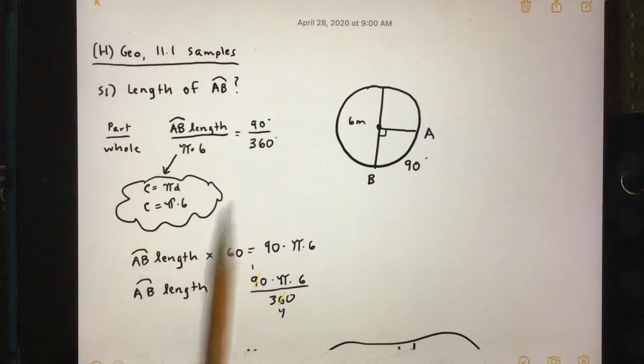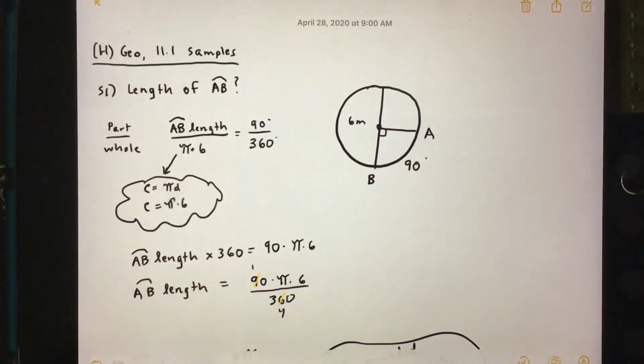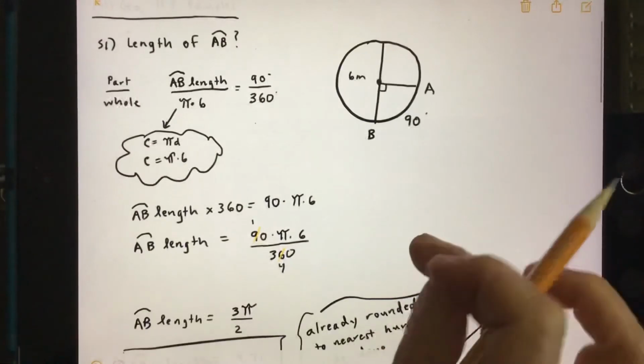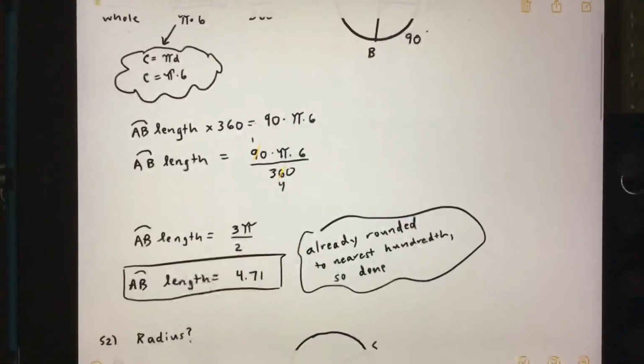All right, at that point, once we have the proportion set up, we're going to go ahead and solve for the length of arc AB. So we're going to use cross products. So 360 times our length of the arc AB is equal to the other diagonal's product, which is 90 times pi times 6. And then we're going to divide both sides by 360, and the length of arc AB will be whatever 90 times pi times 6 divided by 360 is. At this point, you can throw all of this in your calculator if you want, or you can do some simplifying, which I chose to do here. I would prefer to work with smaller numbers in my calculator if possible.